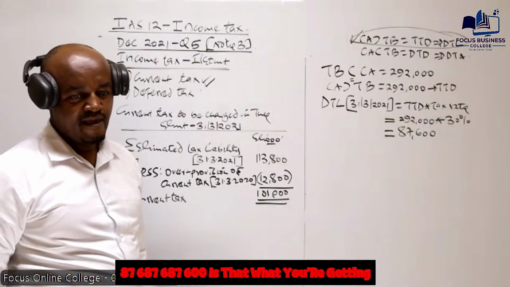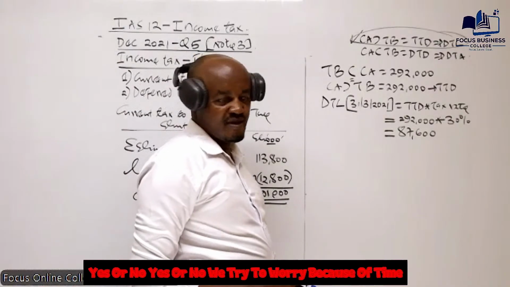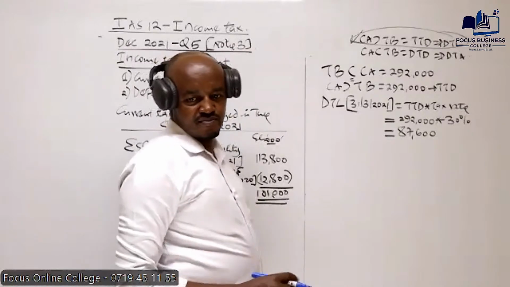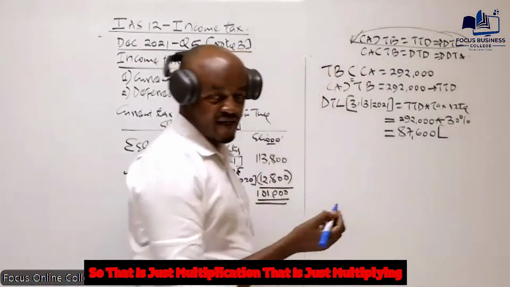87,600. 87,600, is that what you're getting? Yes or no? We try to hurry up because of time. So that is just multiplication. That is just multiplying. Yes.